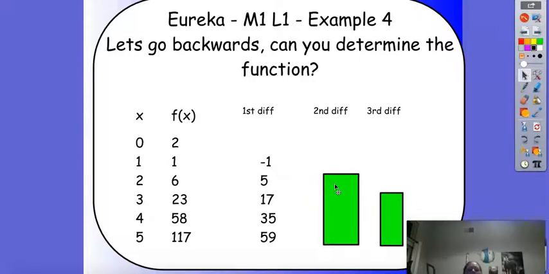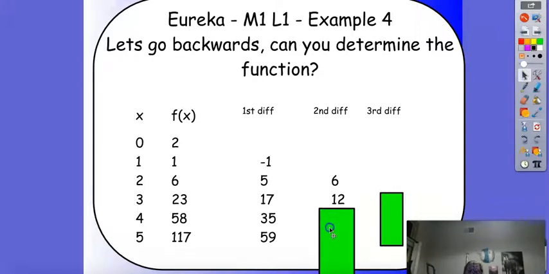Let's see what my second difference is, though. What's 5 minus -1? I believe that's a 6. What's 17 minus 5? 12. What's 35 minus 17? 18. What's 59 minus 35? I get a 24. Okay, very interesting. Let's see what my third difference is.